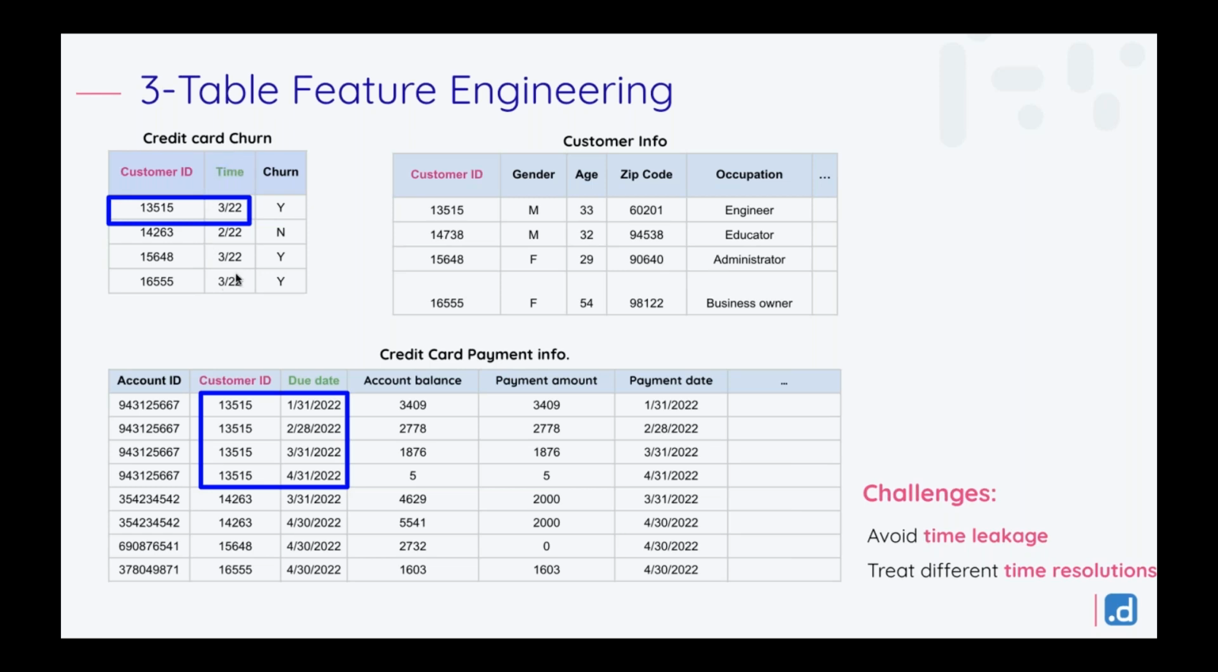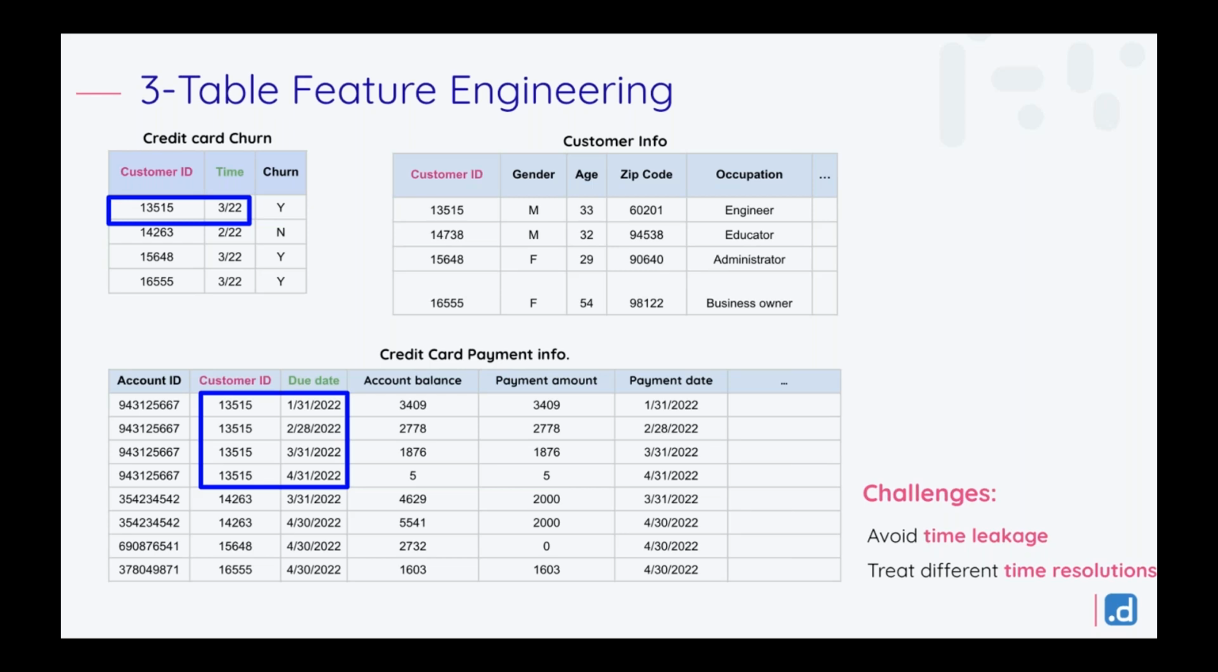The other one is, if you look at this credit card churn table, the time information is captured on a monthly level. Here we are talking about March 2022, February 2022. But on the other hand, if you look at this credit card payment information table, the time information is actually captured at the daily level. Instead of January 2022, here we have January 31st, 2022, February 28th, 2022. So these two timestamps are at slightly different time resolutions. One is on the monthly level, the other is on the daily level.